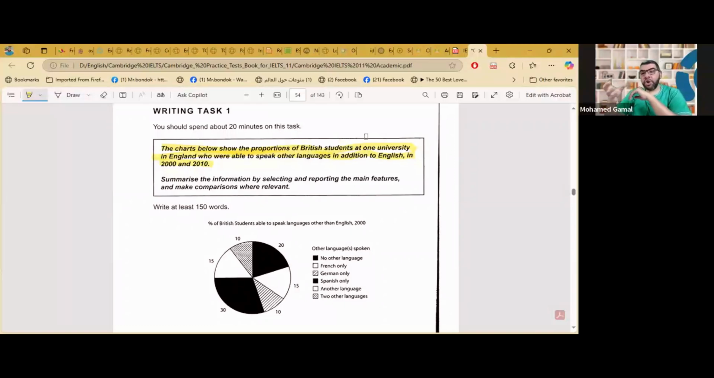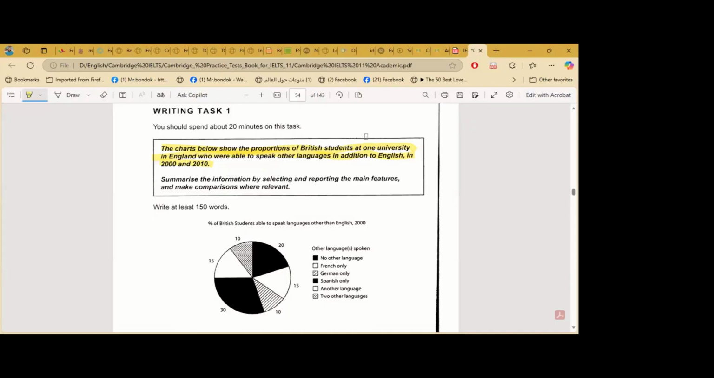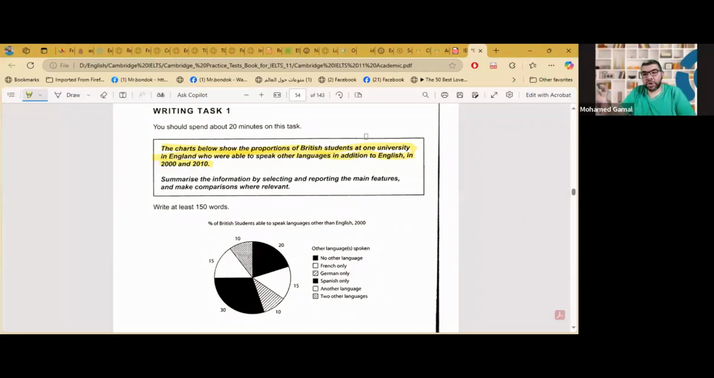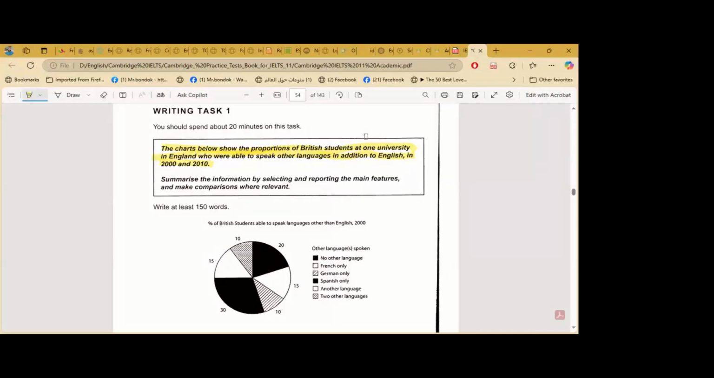So now I know that we have British students at one particular university, and where is this university? In England. So we are talking about a university in England, and those students were able to speak other languages in addition to English. So they speak two, three, four languages in addition, of course, to English. And there is one missing piece of information here: the time period between 2000 and 2010.